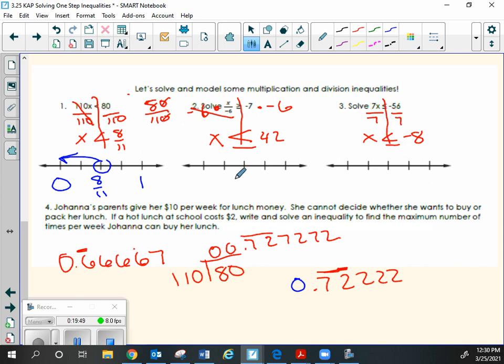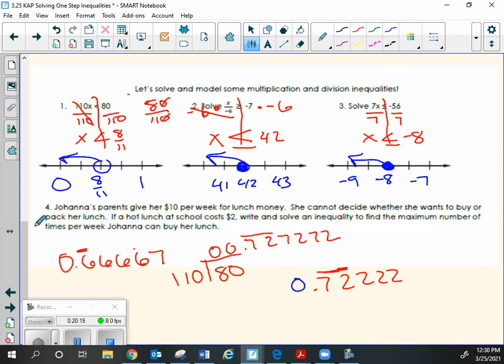Okay, the next one, I'm going to have 41, 42, 43. Open or closed? Closed and to the left. Last one, -8. Be careful, it's negatives. Open or closed? And to the left. Yeah, all of them are to the left.